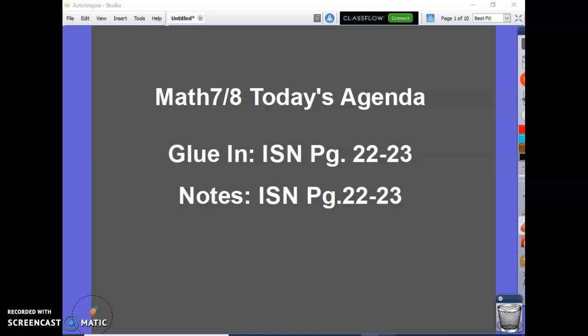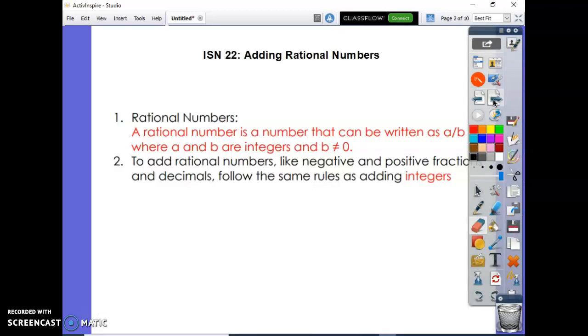Hi guys, so today we're going to be taking notes on page 22 and 23. I hope you watched the video on how to glue in your ISN on page 22 and 23. So these examples that I'm actually going to do today are not examples from those pages. However, you can use these examples to solve the problems on page 22 and 23.